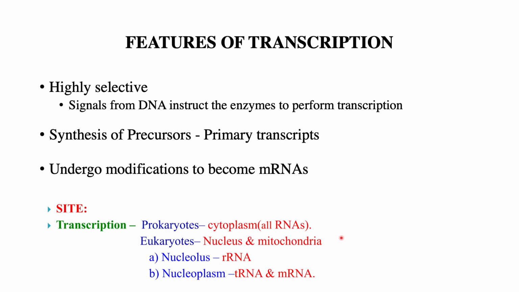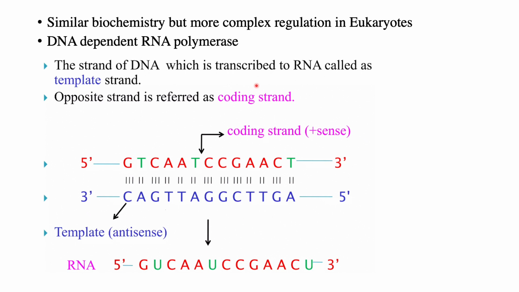So the transcription of all RNAs in prokaryotes takes place in the cytoplasm. Prokaryotes are organisms like bacteria and archaea that do not have a nucleus and several other organelles in the cell. So most of them are unicellular. While in eukaryotes, that is the higher order organisms like animal cells and the fungi, the process of transcription takes place in the nucleus and in the mitochondria. So mRNAs are synthesized in the nucleoplasm, which is a component of the nucleus excluding the nucleolus.